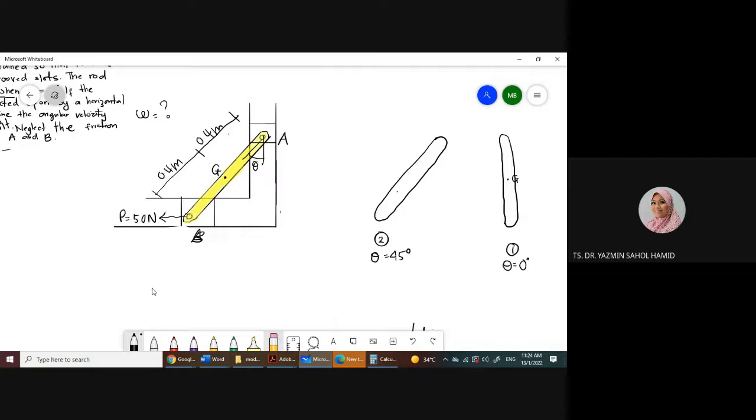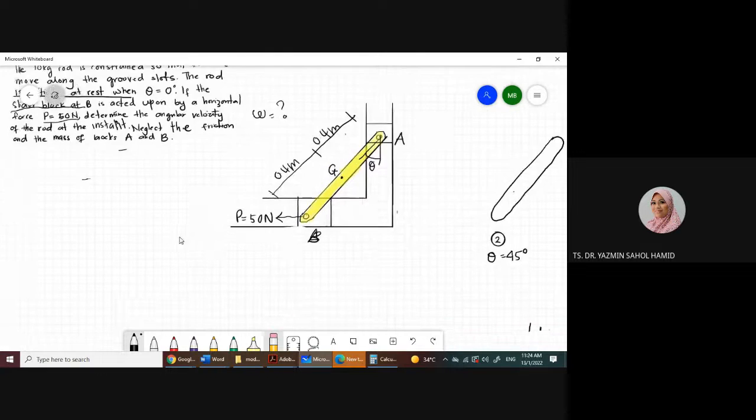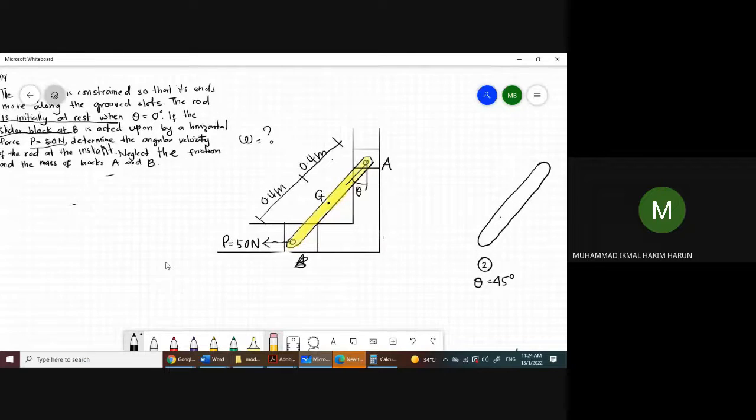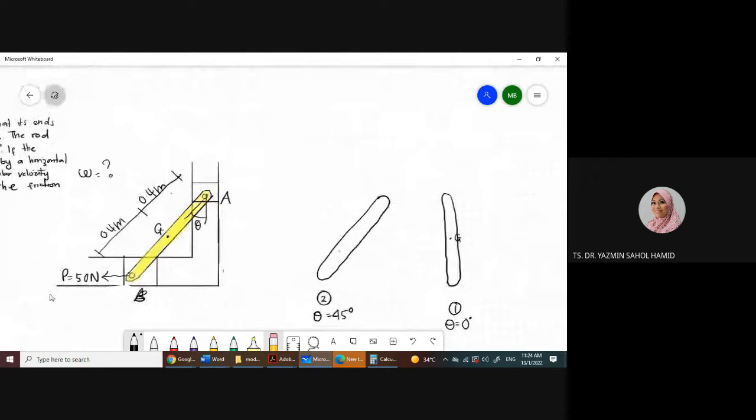The rod is displaced, right? If the rod is displaced, what method do you need to use? Who can answer me? Work energy. So, we need to use the work and energy method because there is a displacement happening. Furthermore, the values given are related to work energy. So work energy is T1 plus work equals T2.